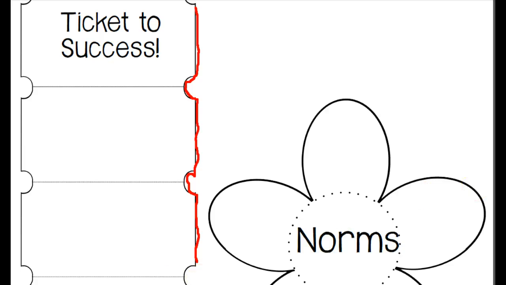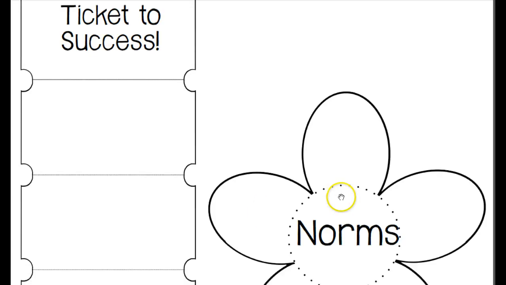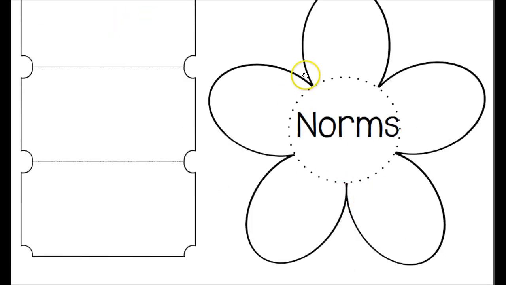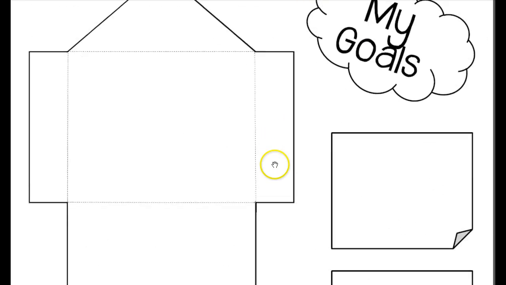Alright, the next thing you're going to do, and I apologize for that noise in the background. The next thing you're going to do is cut out your norm. So you're going to go around your norm like a normal flower. You're going to go around each petal like a normal flower. Alright, and you're going to put that to the side.